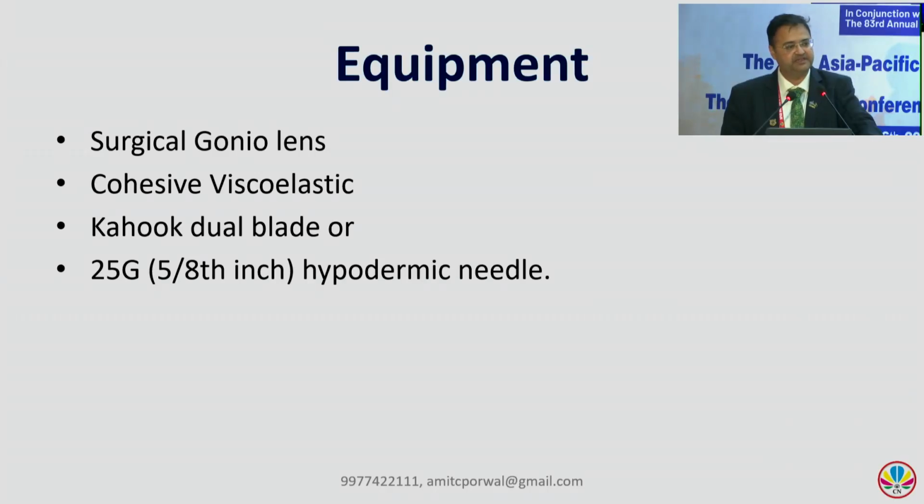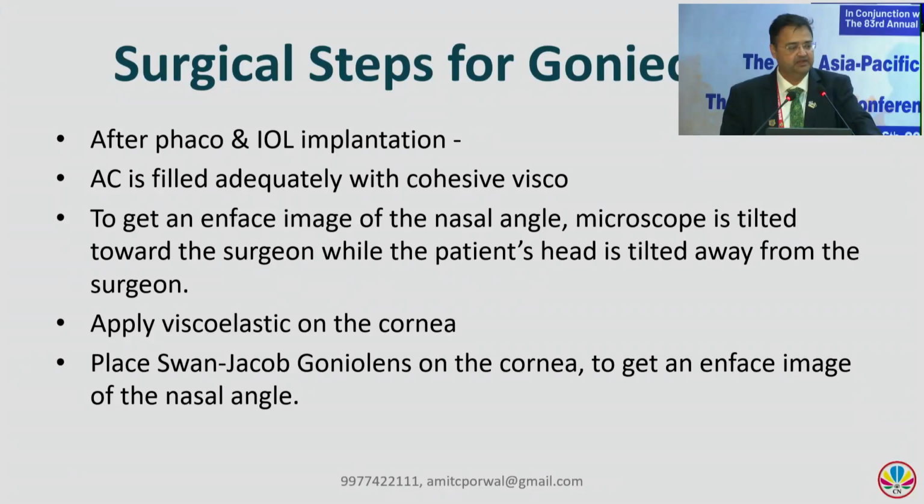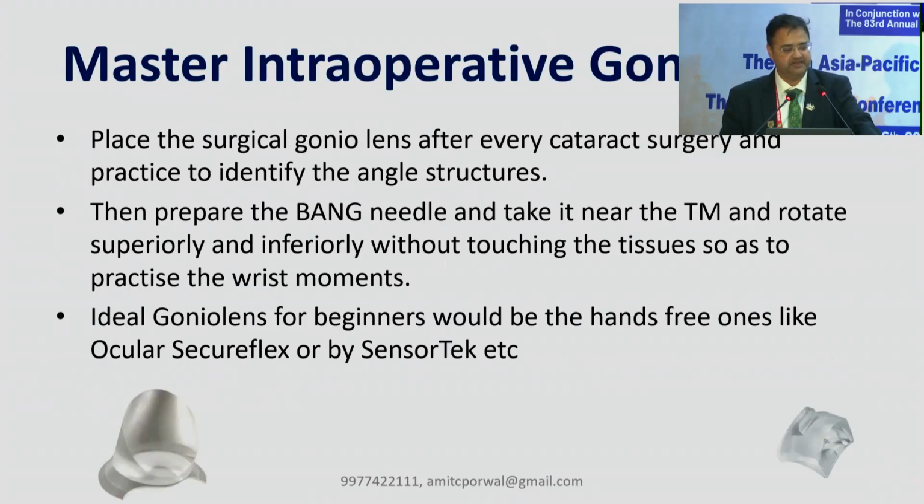What are the equipments that are needed? You basically need a surgical gonio lens, a cohesive viscoelastic substance, a 25 gauge needle if you are doing a BANG procedure, or a dual blade if you are doing the KDB procedure. After phaco and IOL implantation, the AC is filled with a high density viscoelastic substance. To get an en face view of the nasal angle, the microscope is tilted towards you by 35 to 40 degrees, and the patient's head is tilted away from you by 35 to 40 degrees. Apply a cohesive visco over the cornea and place the Swan-Jacob lens or the surgical gonio lens, whatever you have, to get an en face image of the nasal angle.